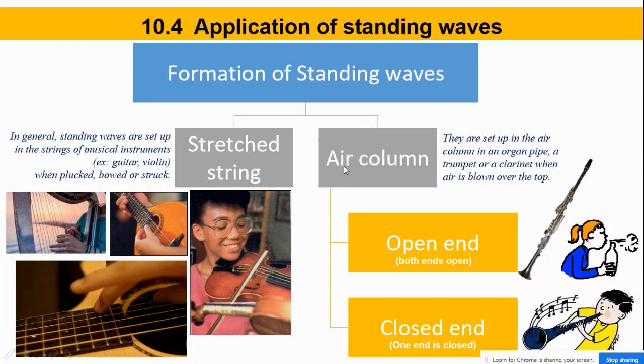So basically, for the air column, we have two types. The first one is the open end, whereby both ends are open. Normally, we call it the open pipe or open tube. For the closed end type, we have one end open and another end closed. So normally, we call it the closed tube or closed pipe.